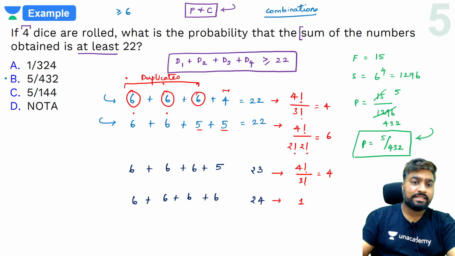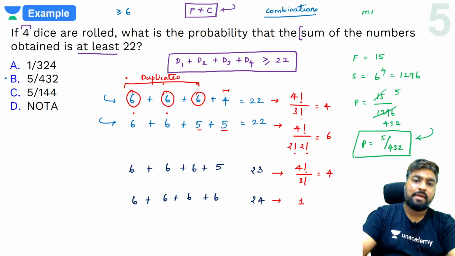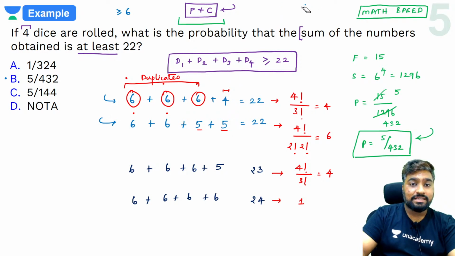So these kind of questions are math based. That means you can't simply blindly follow the logic of permutation combination. You will have to have both. You need permutation combination as well as math based logic.